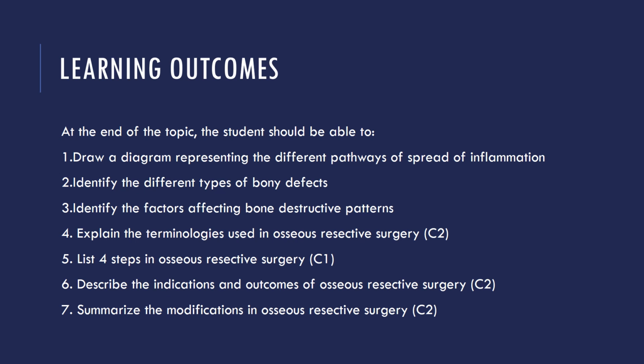Learning outcomes: at the end of the topic, the student should be able to draw a diagram representing different pathways of spread of inflammation, identify the different types of bone defects, identify the factors affecting bone destructive pattern, explain the terminologies used in osseous resective surgery, list four steps in osseous resective surgery, describe the indications and outcomes of osseous resective surgery, summarize the modifications in osseous resective surgery. The first four learning outcomes we already covered in other chapters, and we will be dealing with the last four learning outcomes. Okay.